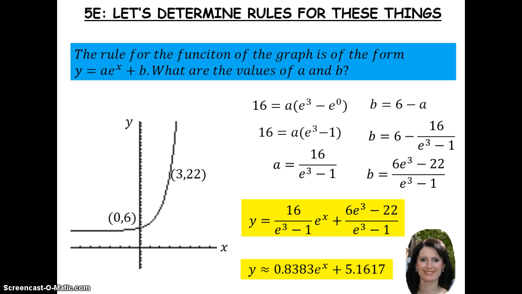So what you can do is approximate a bit. So we end up with 0.8383 e to the power of x plus 5.1617. Notice that I do not approximate during my calculations. This will mean that my final result is a little inaccurate. I always put it into y equals a e to the x plus b form first, using the fractions and the e value, and then I approximate at the very end.